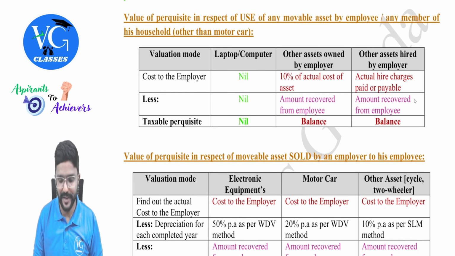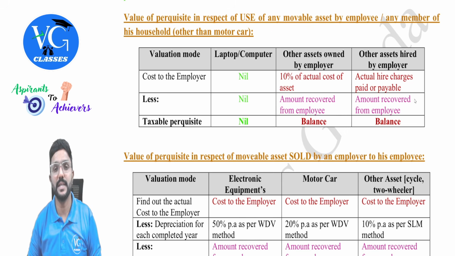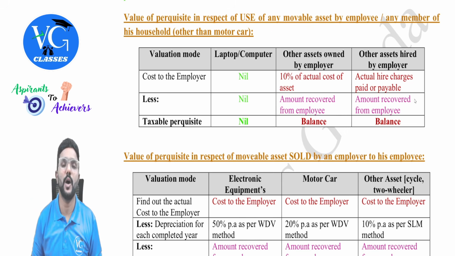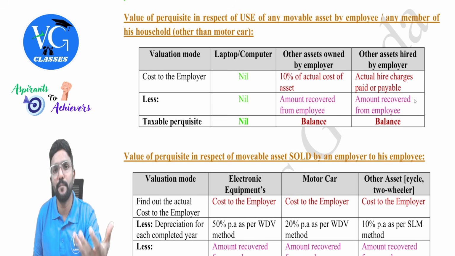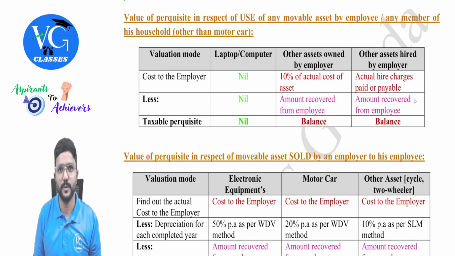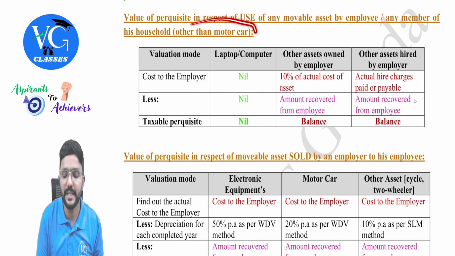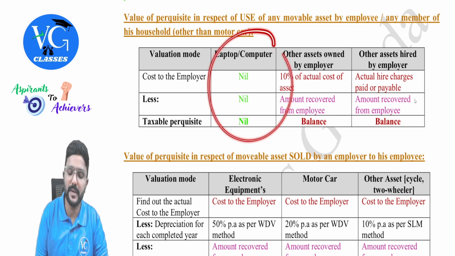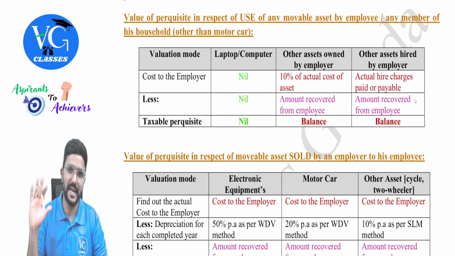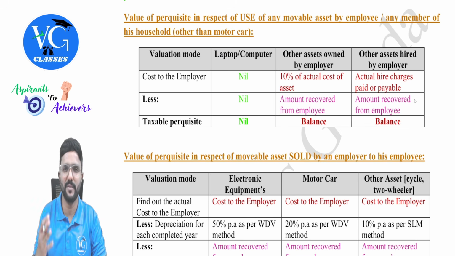Value of perquisite in respect of use of any movable asset by the employee or any member of his household. That is, if the employer is giving any asset for the employee or his family members to use, then what is the value of perquisite? And this is for any asset other than a motor car, because for a motor car we have a separate provision which we will see later. Okay. If it is a laptop or computer, it is always nil, guys. Nothing is taxable because it is required for any kind of work as of today.